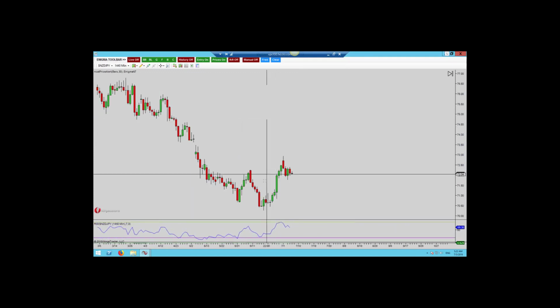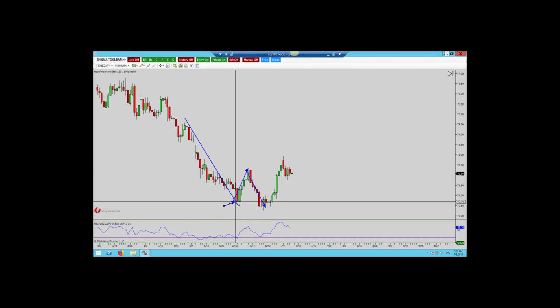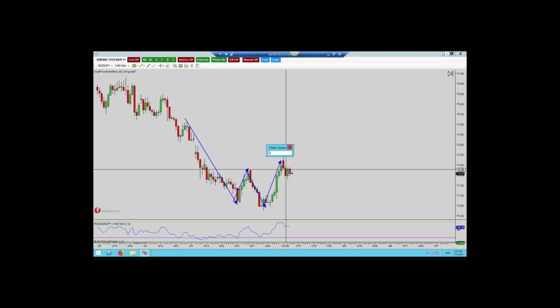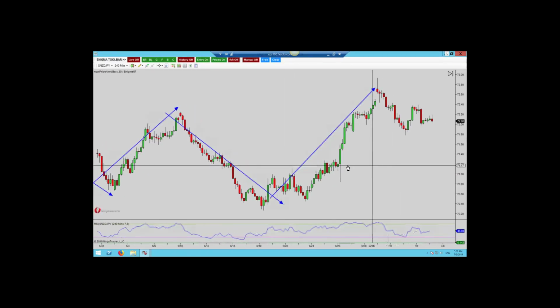Here on the dailies, what we did was we had a move lower, pull back, move lower. We did violate the lows here, but then we've now violated to the upside as well. So this is just consolidation, and with consolidation we tend to see patterns, and we have a breakout pattern that's here.